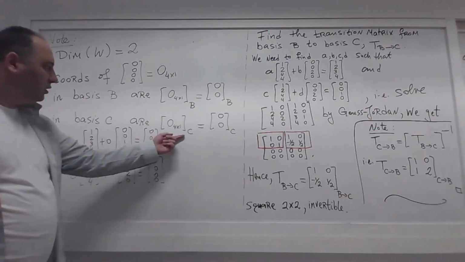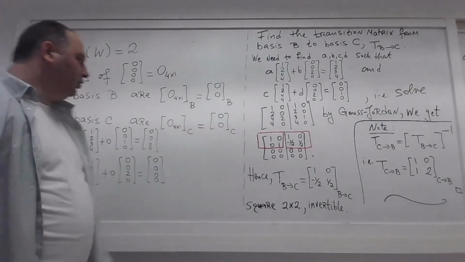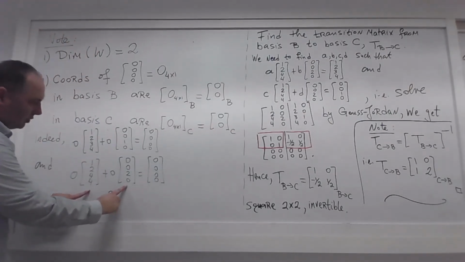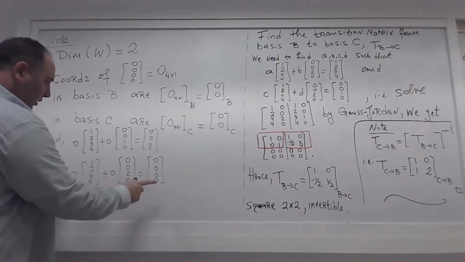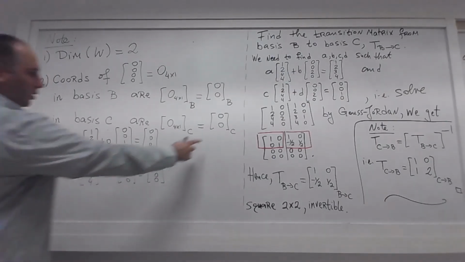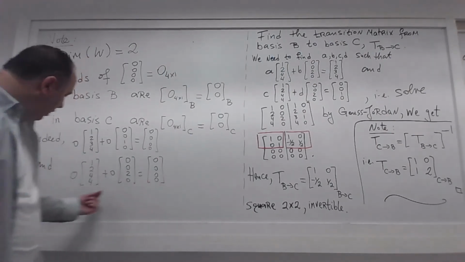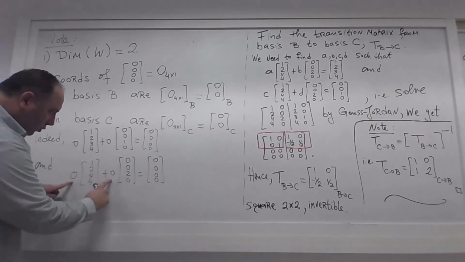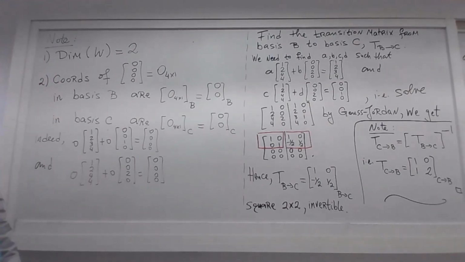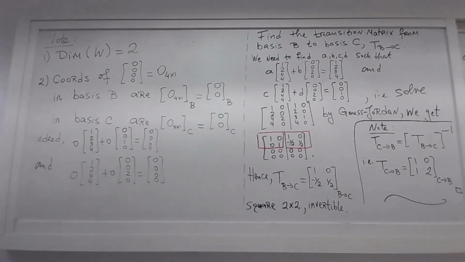Similarly, the coordinates of vector 0 from R4 in basis C are also 0, 0 because these 2 basis vectors are linearly independent, and this is the definition of linear independence actually. So the only 2 coefficients that will satisfy this equation are 0 and 0. That's why the coordinates are 0, 0. Coordinates are just coefficients in front of basis vectors. So we have 2 basis vectors, 2 coefficients. Okay? So coordinates are coefficients in front of basis vectors.